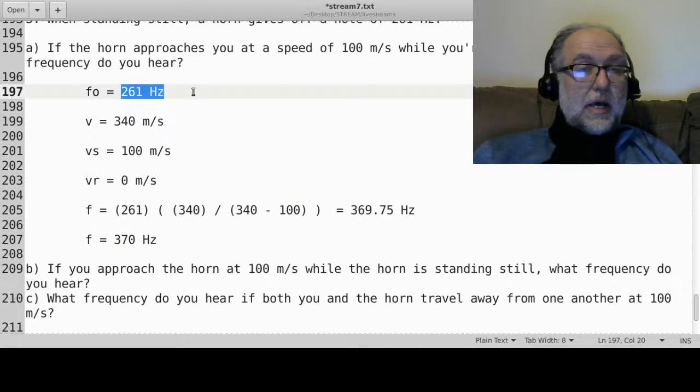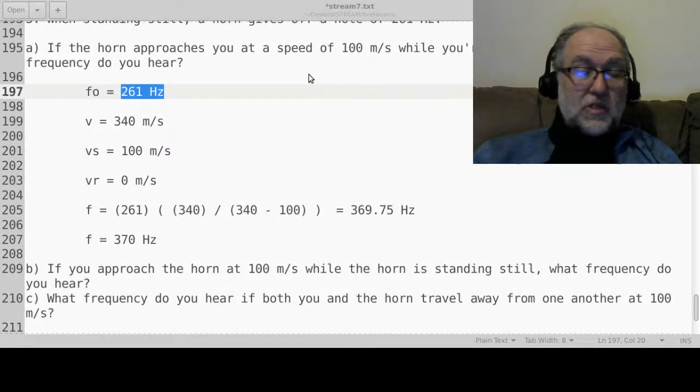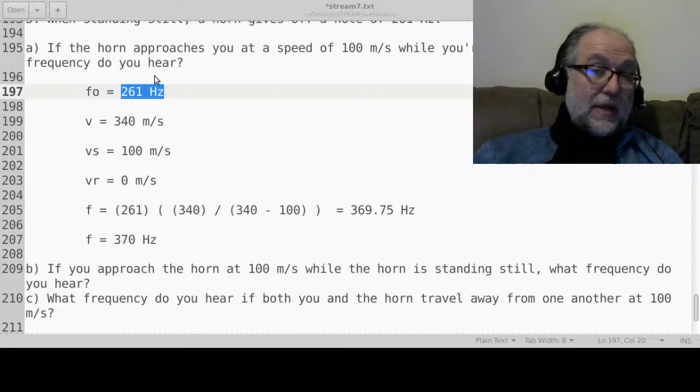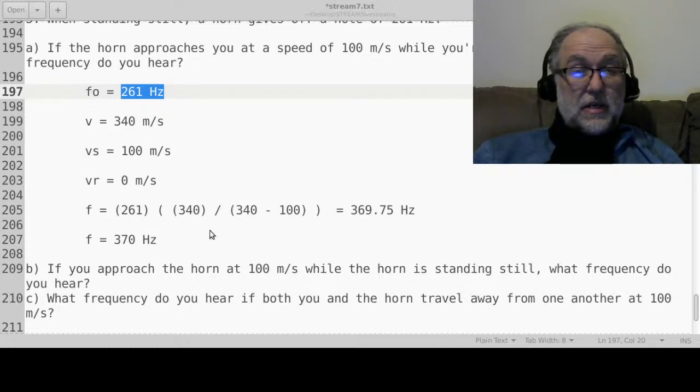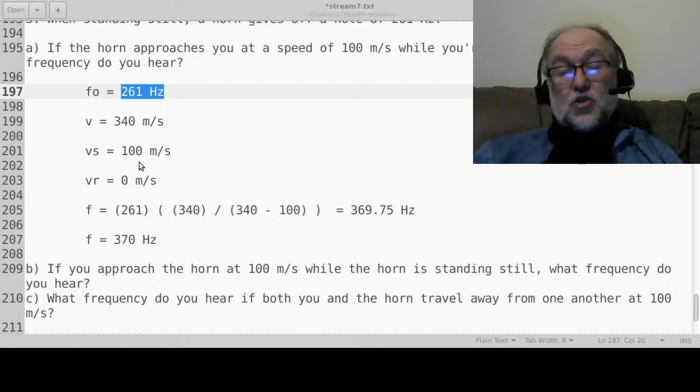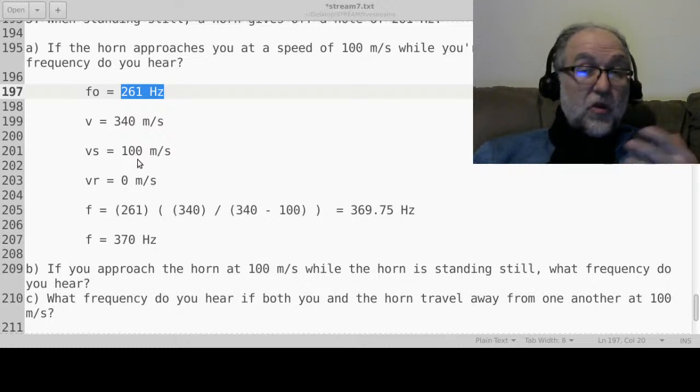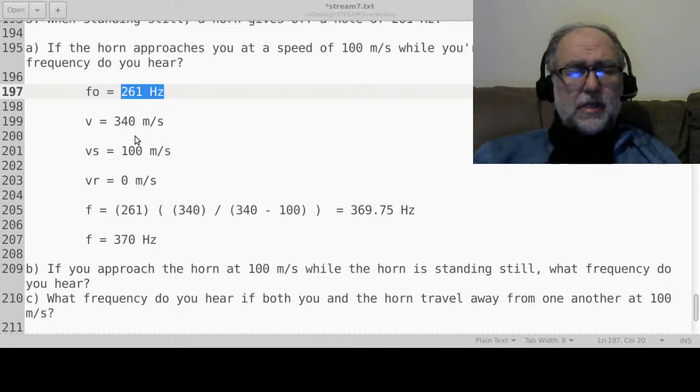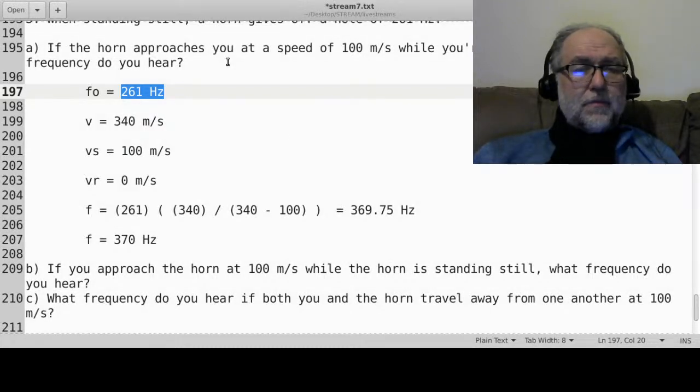Well, when it's standing still, it's 261. When it's approaching you, it should go up. So it's 370, and that's quite a shift, roughly 109 hertz. But that's because this thing is traveling at 100 meters per second, which is about a third the speed of sound. So this thing is really moving towards you. And there you go.